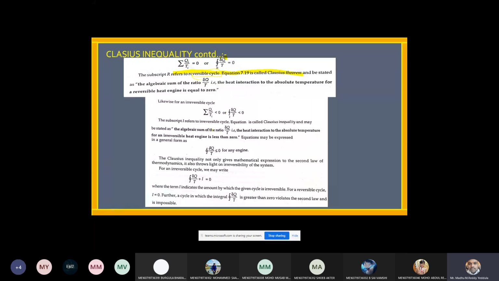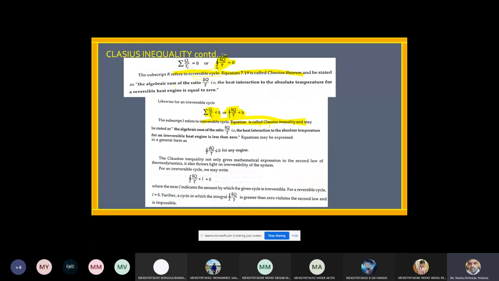For irreversible engine, I can write sigma Qi by Ti is less than 0, or cyclic integral dou Q by T, because heat is a path function. I can't write d, I should write dou. I already told in the first unit, this is a path function, an inexact differential. Dou Q by T is less than 0, and this I suffix denotes the irreversible cycle, and this is called Clausius inequality. The cyclic integral dou Q by T equal to 0 is called Clausius theorem.